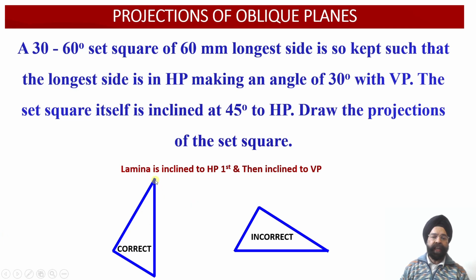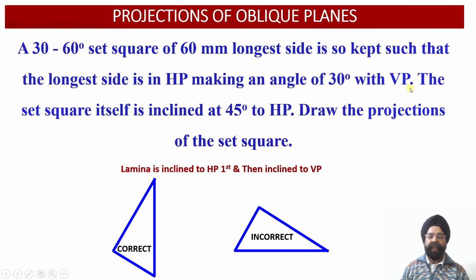So this longer edge will still be resting on the horizontal plane, and then we are going to obtain the true length of this longer edge of the 30-60 set square on the horizontal plane, that is, in the top view. So after this, we find that the longer edge which is lying in the horizontal plane is further inclined at an angle of 30 degree with respect to the vertical plane.